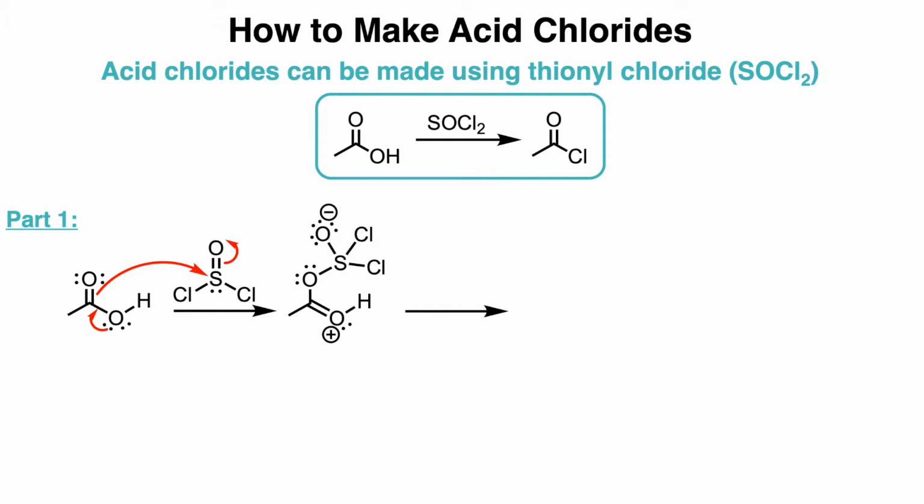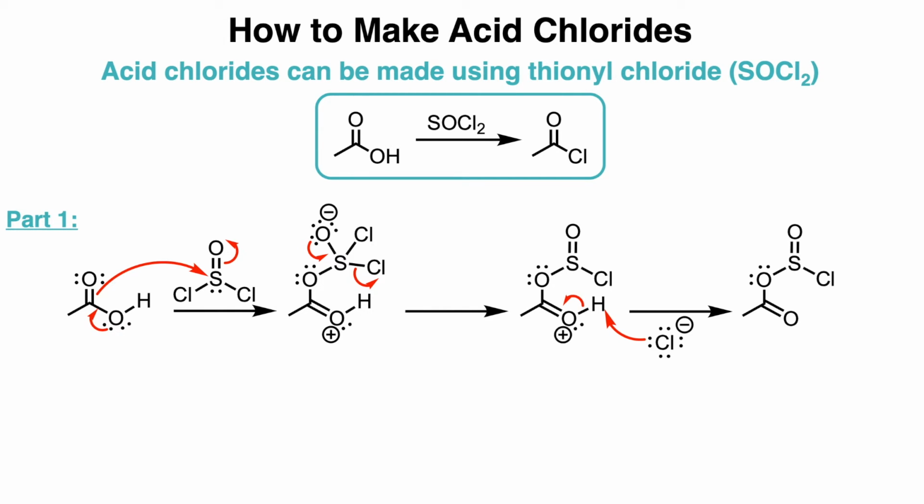Then one of the lone pairs from O- comes down to form a double bond between O and S while kicking off one of the chloride atoms. Then the Cl- that just broke off comes back and deprotonates the extra hydrogen atom to form a neutral intermediate. Note that the group highlighted in blue is a good leaving group.